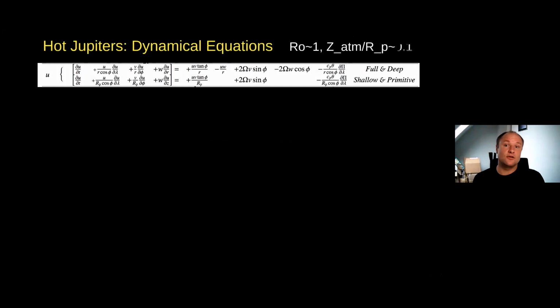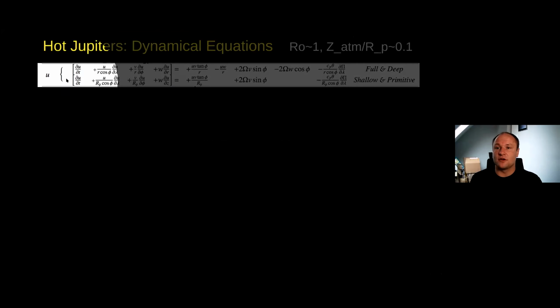So we tried to use the different approximations, and here's just the horrible equation for the zonal velocity that some of you may know. This is just the wind in the longitude direction, the zonal wind speed. This is what's called the material derivative.